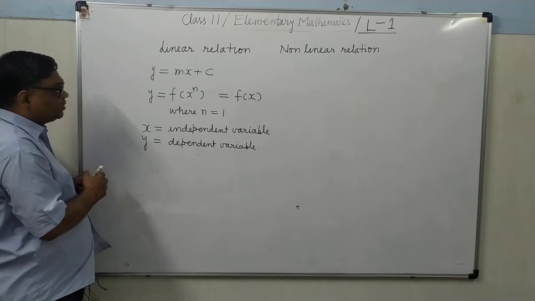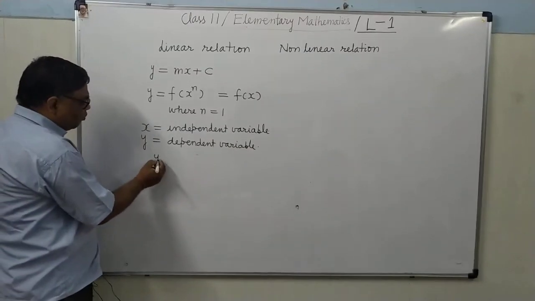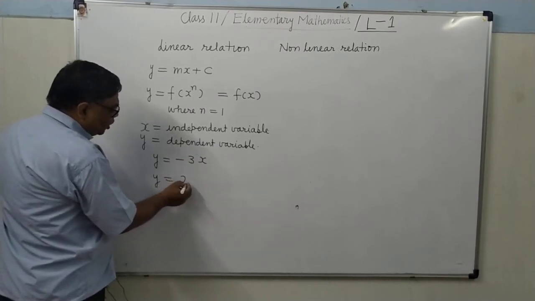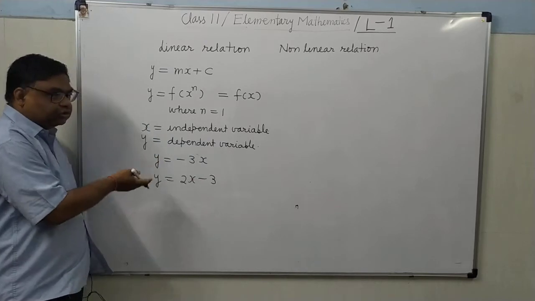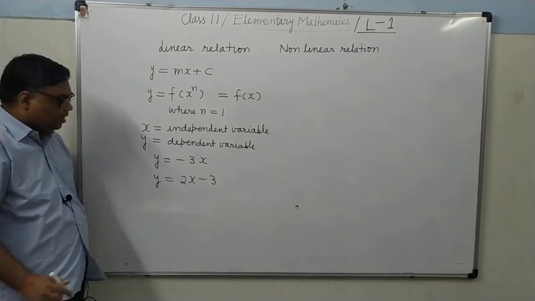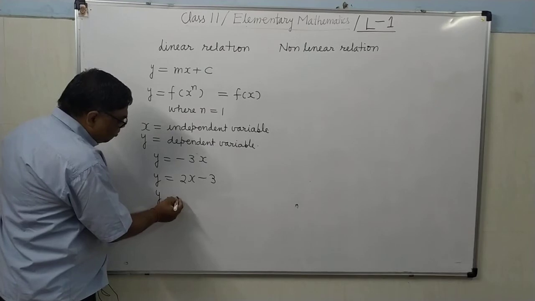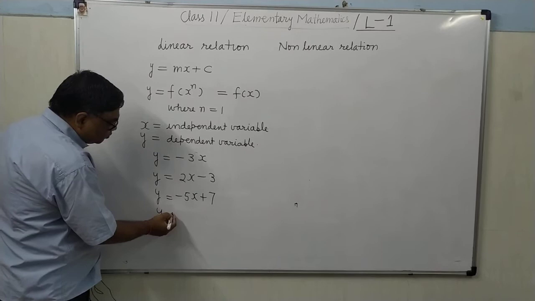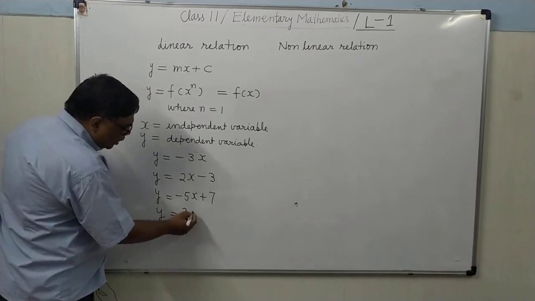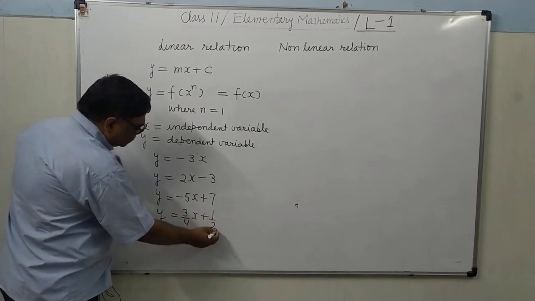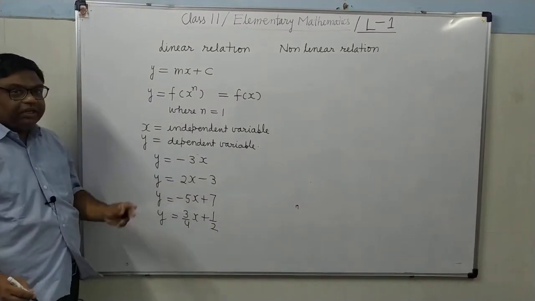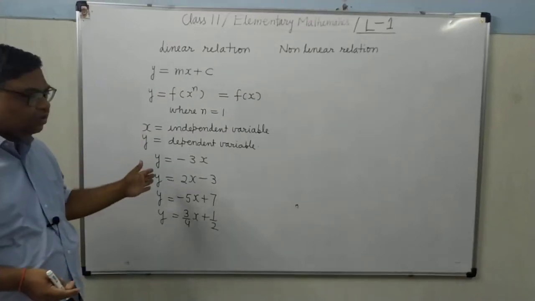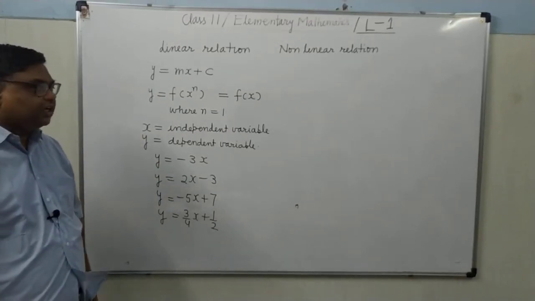So I am writing here some linear relations. For example, y equals minus 3x, y equals 2x minus 3. All of this you have studied in class 10th, the equation of a straight line. y equals minus 5x plus 7, y equals 3 by 4 x plus 1 by 2, like this. It's clear. These are some linear relations. As you already know, in case of a linear relation, what type of graph will there be? There will be a straight line graph.